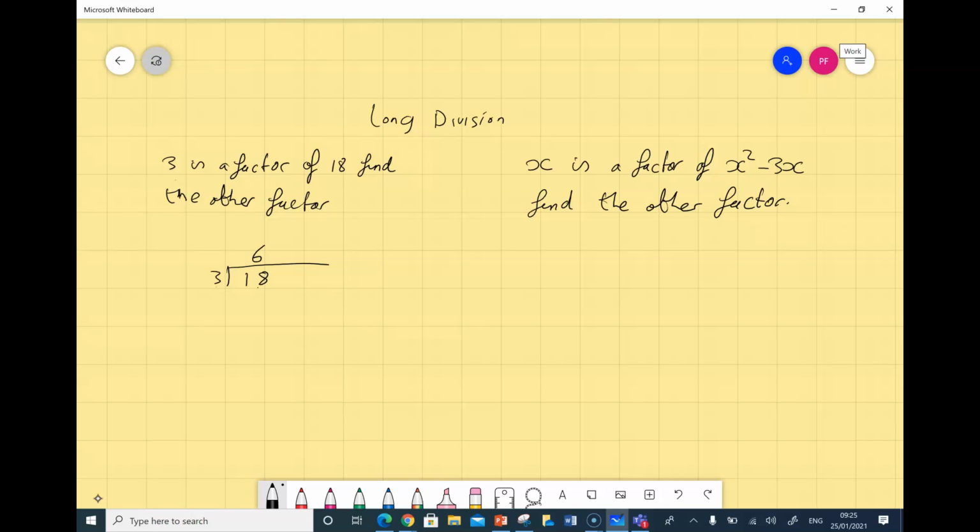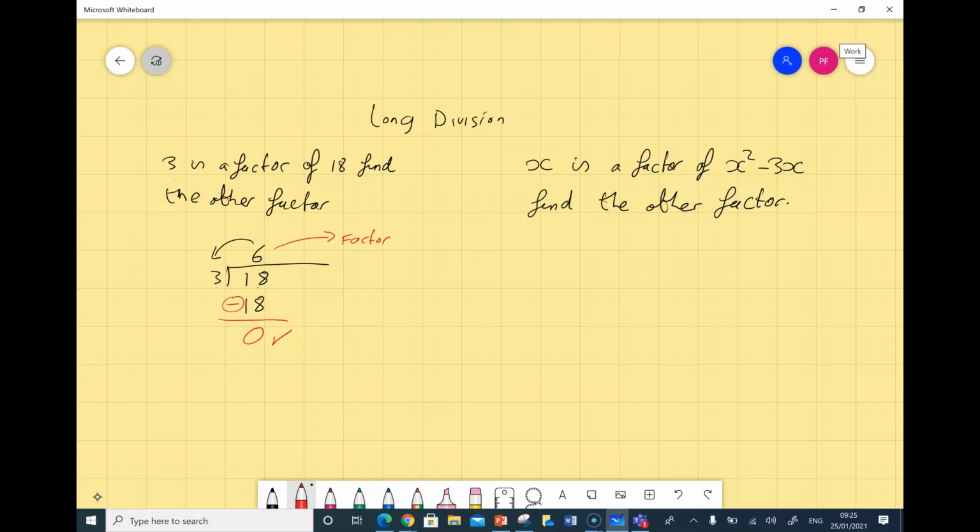Once I found that out, I multiply back down. 6 times 3 is 18. Now I subtract my top line from my bottom, and remember I said you could just remind yourself, just change the sign. 18 take 18 is 0. That means I'm finished. So this is my other factor. 6 is the other factor.